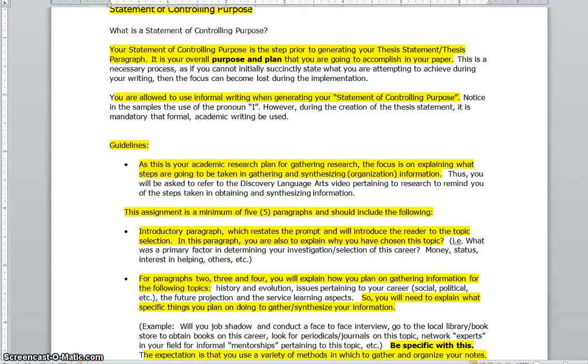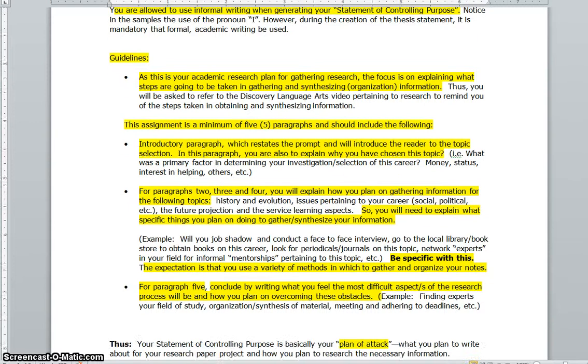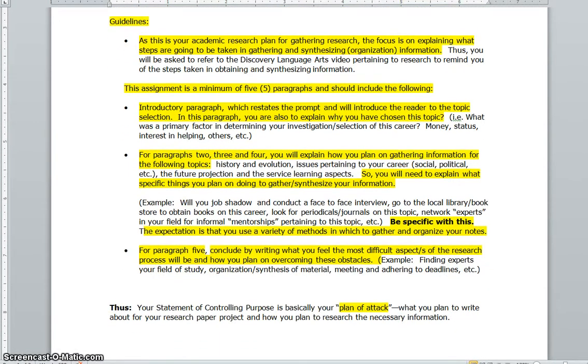Guidelines. Let's scroll down here a little bit. This is your academic research plan for gathering research, so the focus is on explaining what steps you're going to take in gathering and synthesizing, which means organizing your information. We covered and finished that Discovery Language Arts video, so this should remind you what steps they discussed and explained to you that you should be taking in obtaining and synthesizing information. So if you're confused, if you need further clarification, please refer back to your Discovery Language Arts notes.